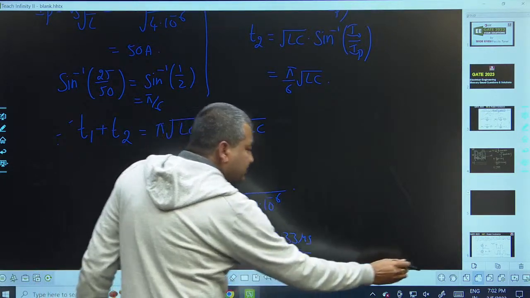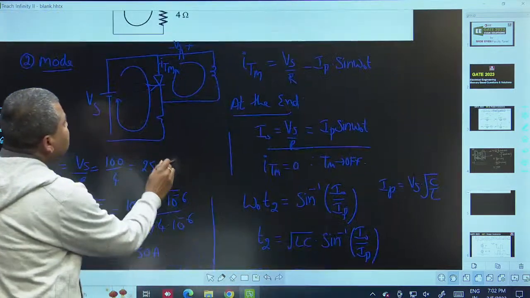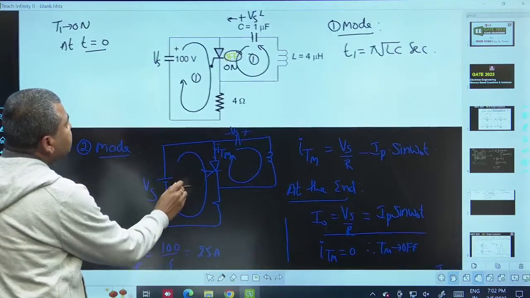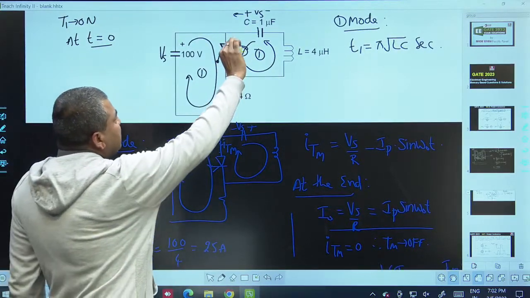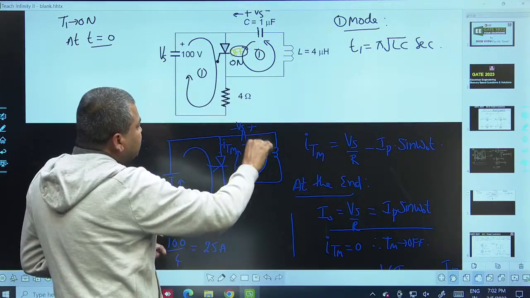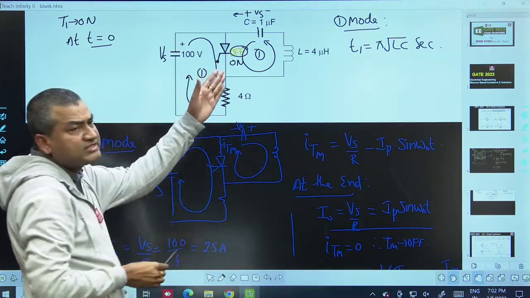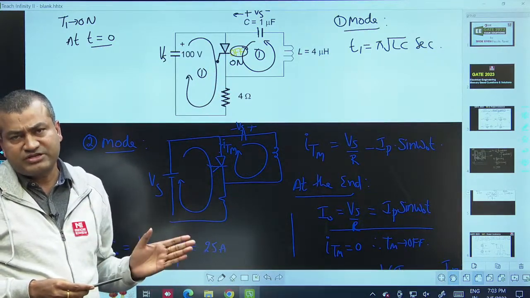Okay, let me just summarize this one. We have already discussed this in the regular course, so go through the commutation techniques. It is actually class B commutation. In the first mode, the capacitor is discharging like this. After pi root LC, it will discharge in the reverse direction. Just add the duration of the first mode and second mode, and that comes to be the conduction time of the thyristor.